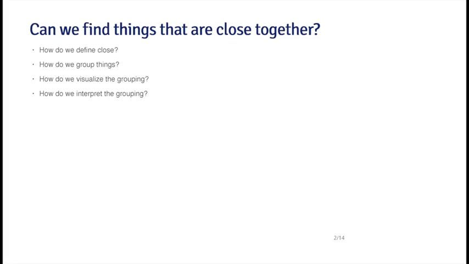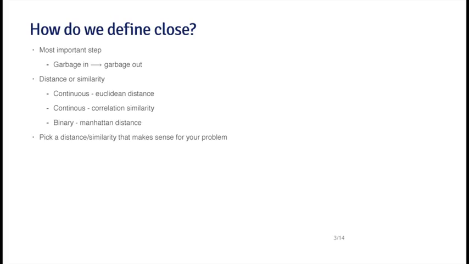So the basic principle behind k-means clustering is that you have to first define what it means for things to be similar to each other, and what it means for things to be different from each other. So in some sense, you want to define what it means to be close, how we group things together, and how we visualize this grouping. And then once we visualize the grouping, how do we interpret what we see. I think the most important thing is to define what we mean by close.